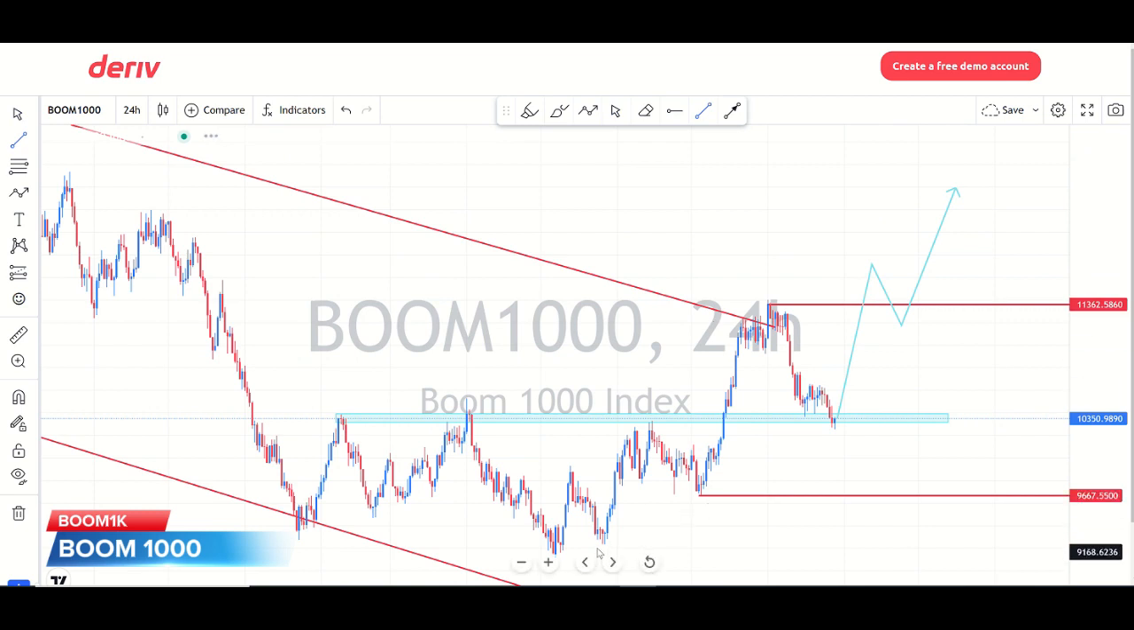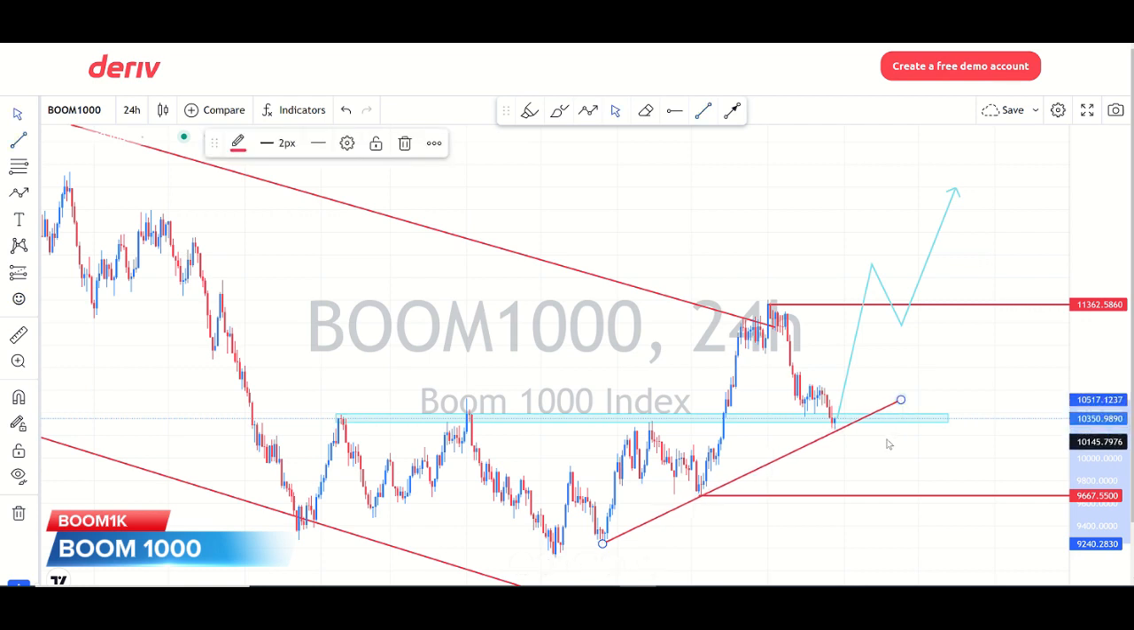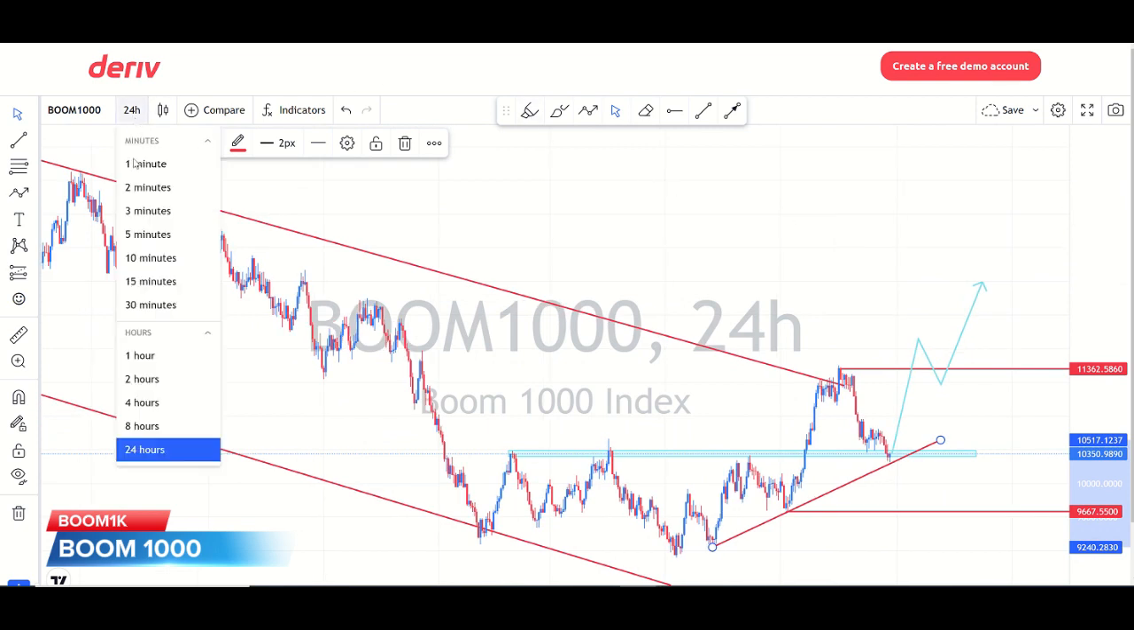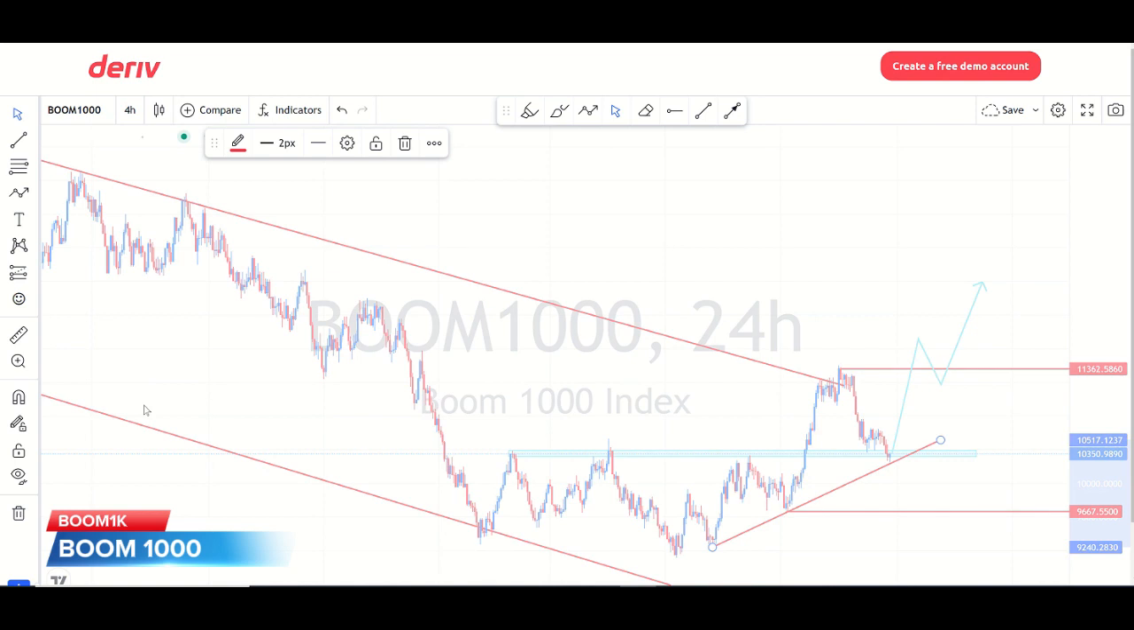With our entry, as you can see, we have a nice trend here also. It correlates with our premium discount zone, so the market will likely push up to the upside on the 24 hours time frame. So let's go down to the 4 hours time frame to see more candlesticks.